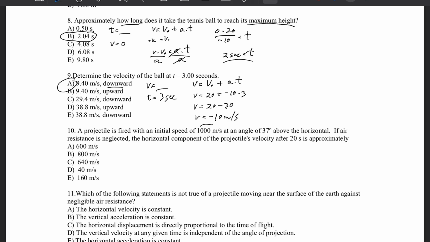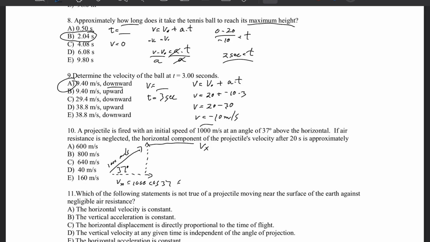Fresh question. A projectile is fired with an initial speed of 1,000 meters per second at a 37-degree angle above horizontal. So we're going to draw that picture out. If air resistance is neglected, the horizontal component of the projectile's velocity after 20 seconds is approximately. Well, they're wanting Vx. And the good thing about Vx is there's no acceleration. So if we determine what Vx is in our little velocity triangle, that is the velocity at 2 seconds, 20 seconds, 14 seconds. As long as it's still airborne, that's the velocity. Do not let it saying initial velocity or anything else throw you off.